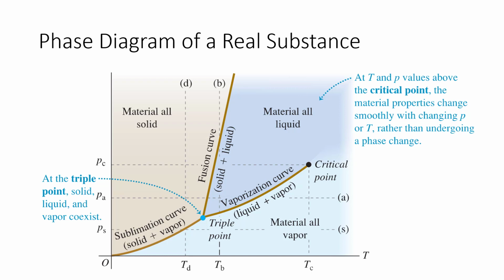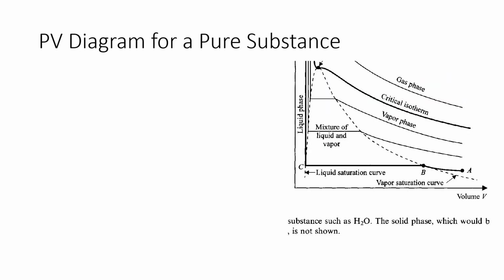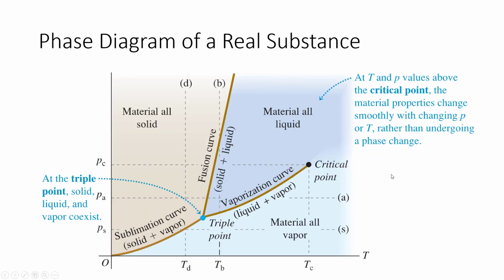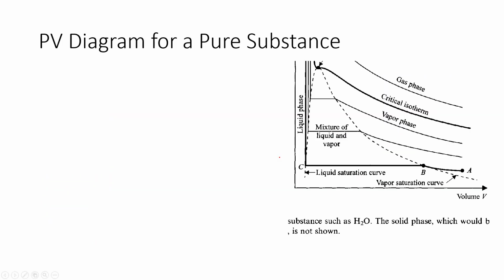We saw in the last lecture in PV diagram, there is this vapor phase. We have vapor phase in this region, and we have liquid phase in this region. So this is the vapor saturation curve, this dashed line, and that's the saturation point.